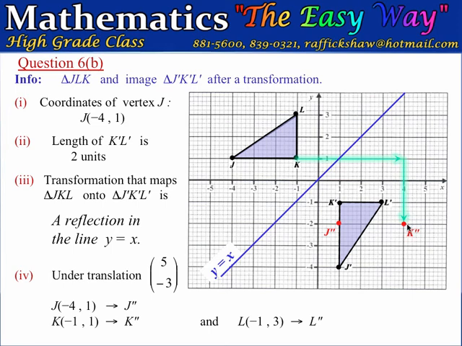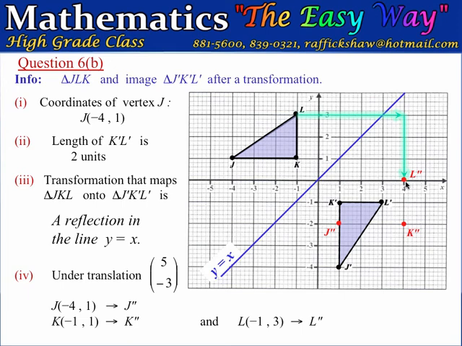And then the point L will also move 5 units to the right and 3 units downward under this translation. And let's show that. 1, 2, 3, 4, 5 units to the right, 1, 2, 3 units downwards. And so the point L double prime will be located right here at the point 4, 0.